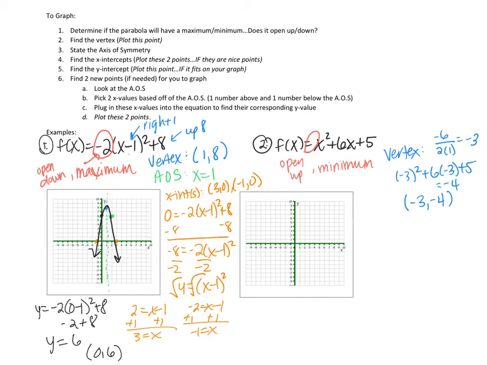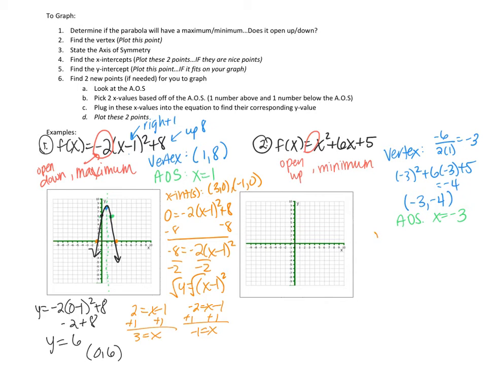Which means that my axis of symmetry is going to be x equals -3. And notice that an axis of symmetry is an x equals because it's a vertical line. So don't just put -3. We want to say x equals -3.